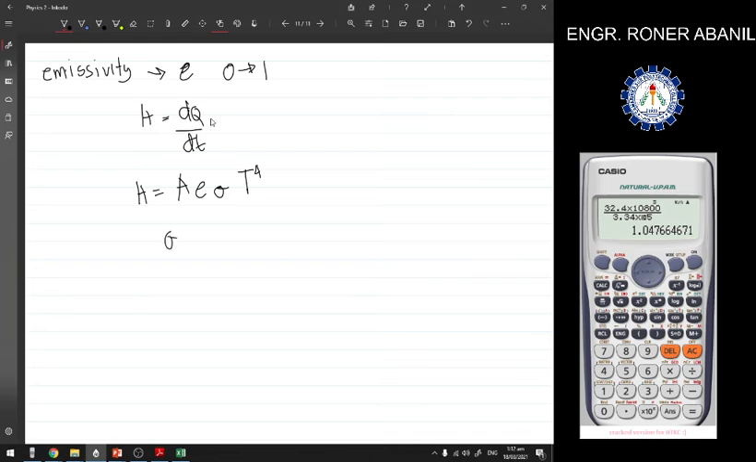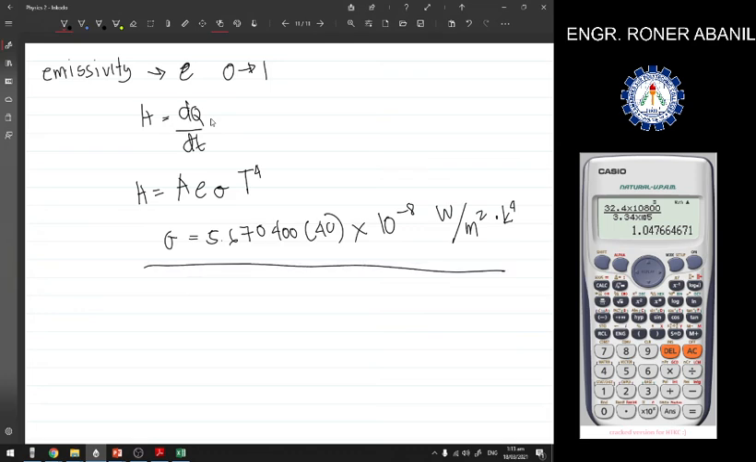This sigma is the fundamental physical constant called the Stefan-Boltzmann constant, named in honor of those who discovered it, Josef Stefan and Ludwig Boltzmann, in the 19th century. It is equal to 5.670400 times 10 raised to negative 8. The unit is watts over square meter multiplied by K to the fourth.